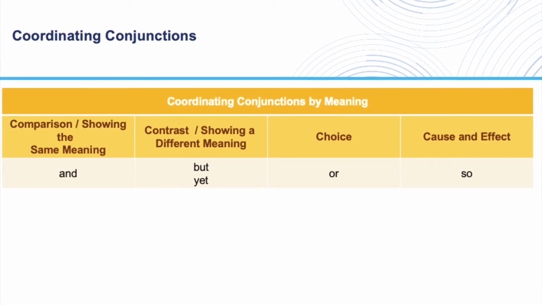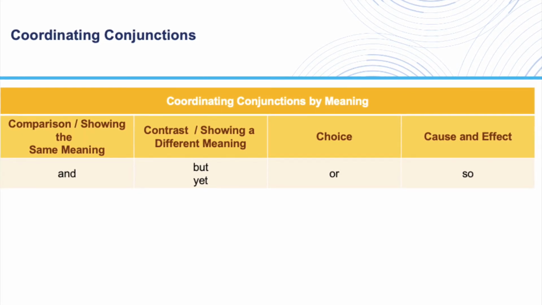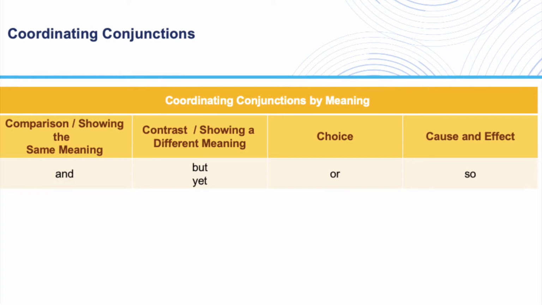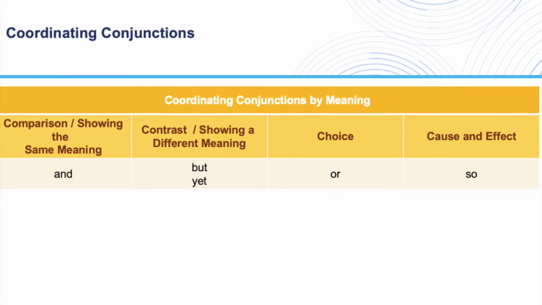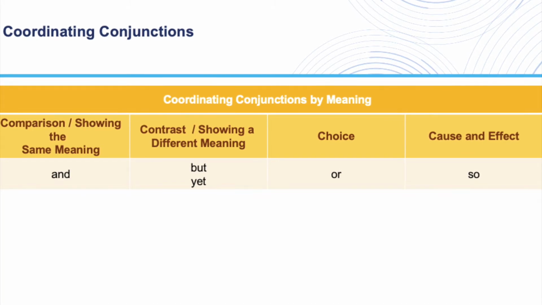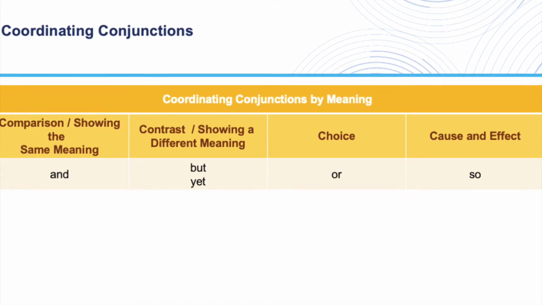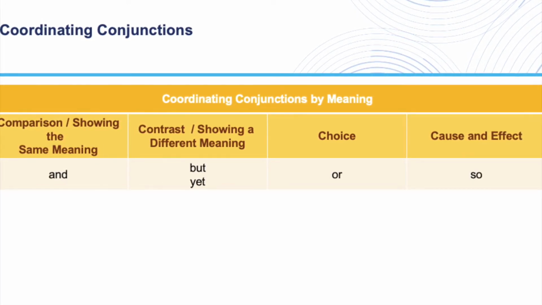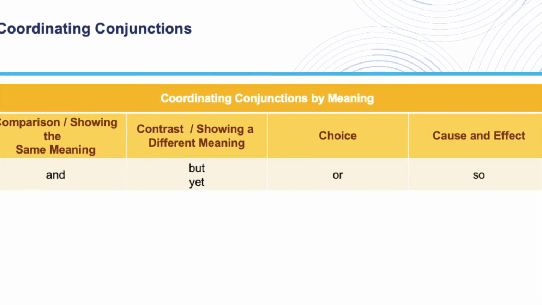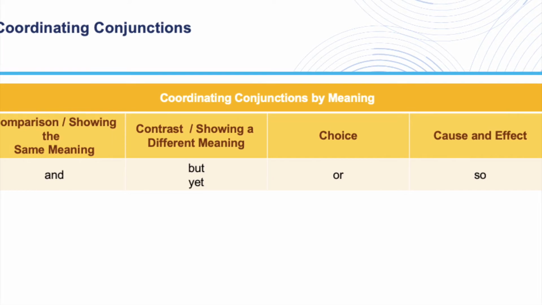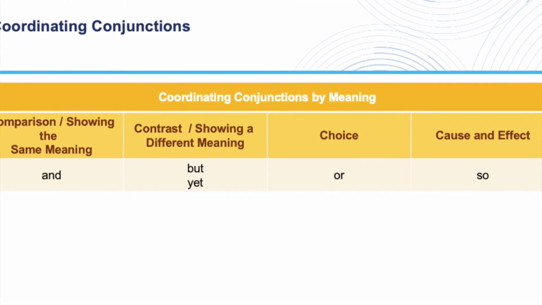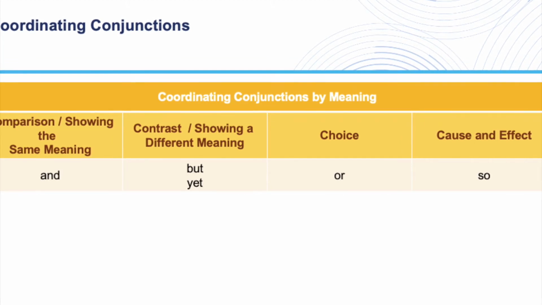And means that the two independent clauses are similar. But means that the two independent clauses carry opposite meanings. Or connects independent clauses that give you two different choices. And so connects independent clauses that have a cause and effect relationship.